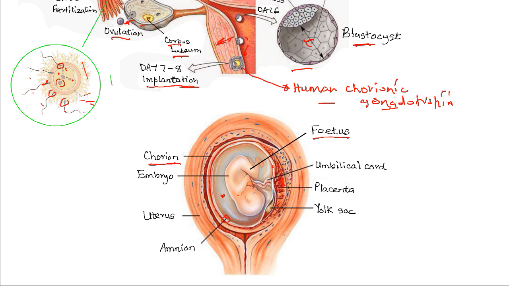Another membrane that forms in the human is the yolk sac. Now, this yolk sac has no significant function in placental mammals such as humans. But in the oviparous animals, such as the birds, the yolk sac is the main food storage structure.